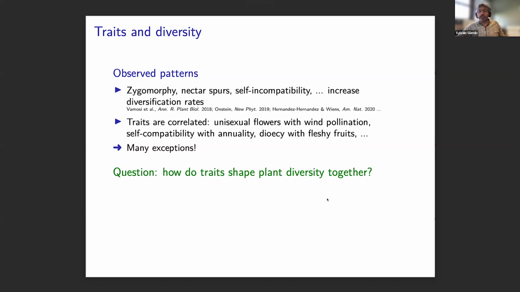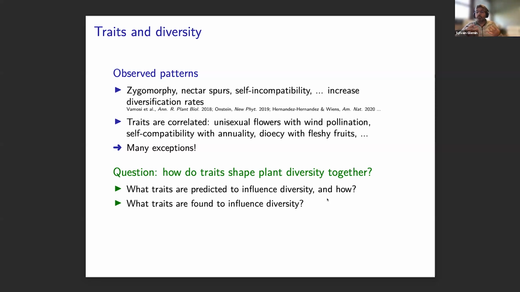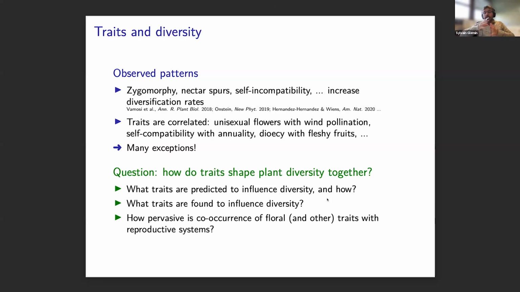So the question we asked in this project was to try to understand how the different traits can shape plant diversity, trying to take them together. And the plan of the project was first to try to predict what should be the effect of the different traits on species diversity, so to try to have a theoretical or conceptual framework to link reproductive plant trait diversity and species diversity. Also to try to summarize what has been done and what is observed in the data. And finally, because we see that there is some possible correlation and diversity of structures participating in reproduction, to analyze the co-occurrence of floral and other traits and the link with reproductive systems.